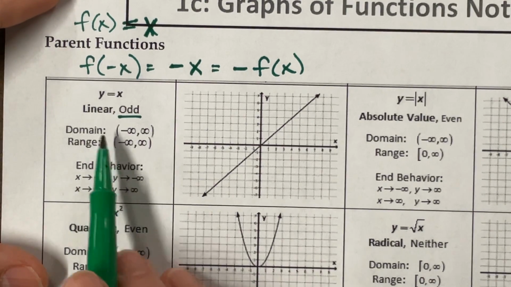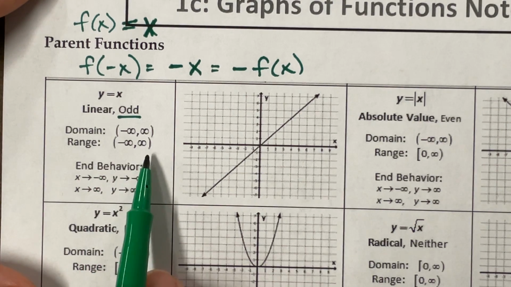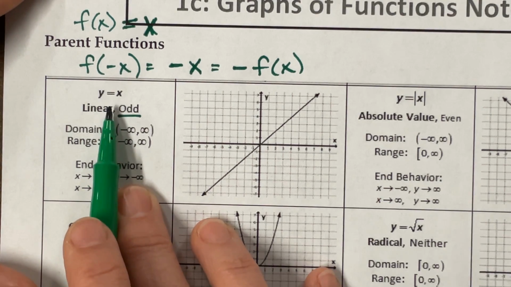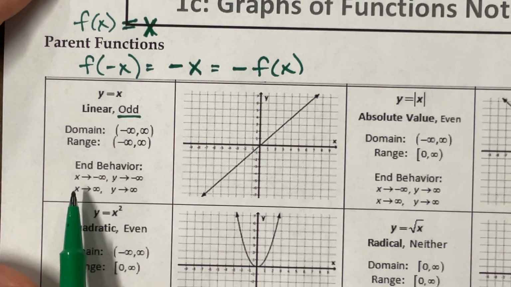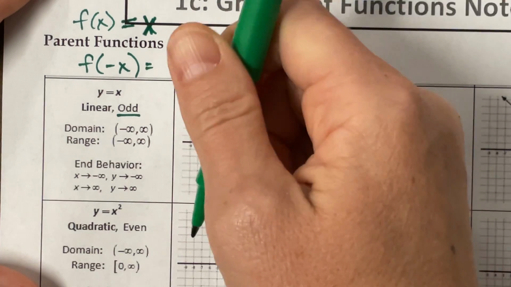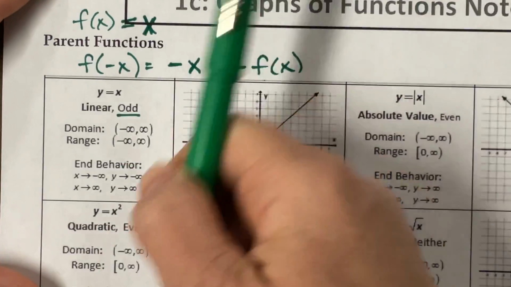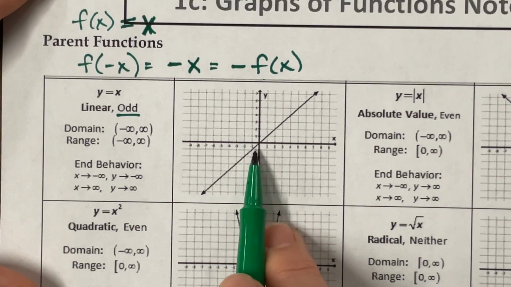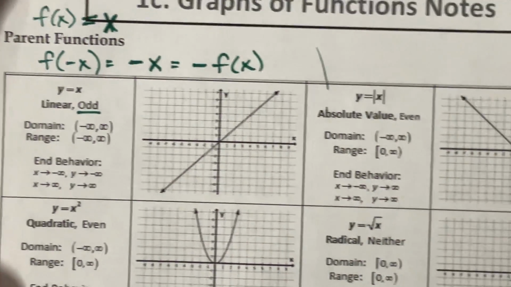Okay, the domain is all reals, negative infinity to positive infinity. The range is all reals, negative infinity to positive infinity. There are no restrictions as to what we can do. We can plug in any real number for x that we want, and we will get the corresponding real number for y. So the end behavior, as x goes to negative infinity, y goes to negative infinity, and it follows this path here. As x goes to infinity, y goes to infinity, and so we're increasing like that.